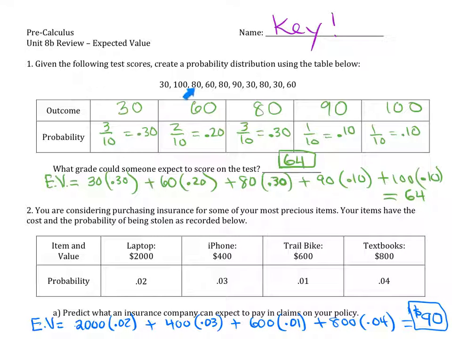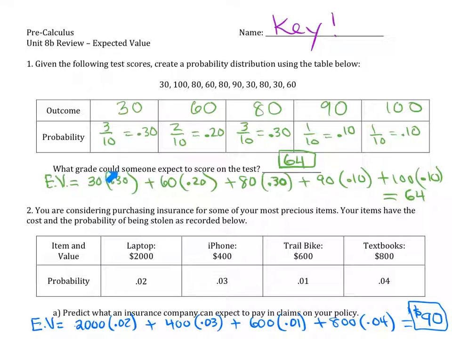The number 80 occurs 1, 2, 3 times out of 10, that's 30%. The number 90 occurs 1 time out of 10, which is 10%. And the number 100 occurs 1 time out of 10, which is also 10%. And so that completes our table.